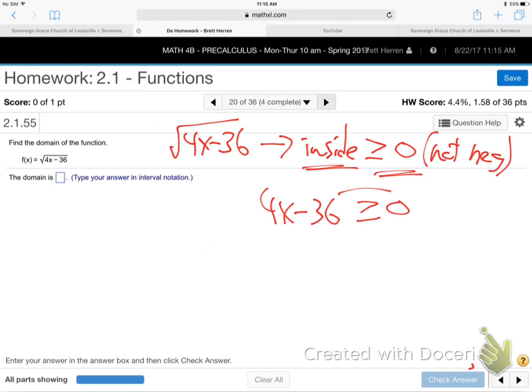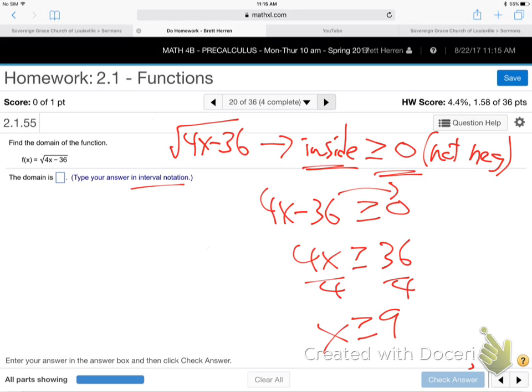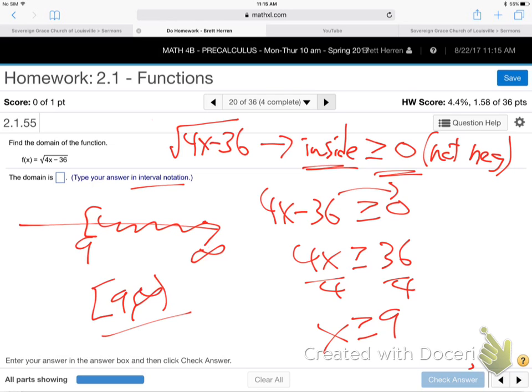So solve that. How do you solve it? Just bump the 36 over. Divide by 4. Greater than or equal to 9. They want interval notation, so on a number line, that's 9 to infinity. So 9 to infinity. Always a parenthesis next to infinity, right? Bracket at the 9 because you're right on the 9, equal to the 9. Good? Be happy so far? I aim to please, much as I can.